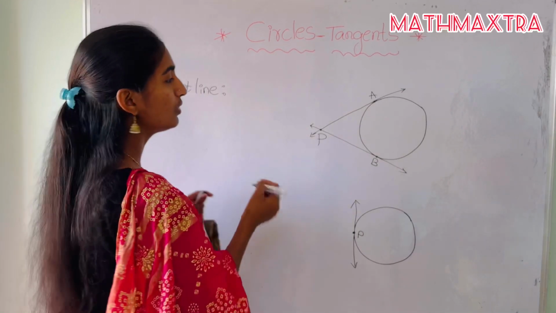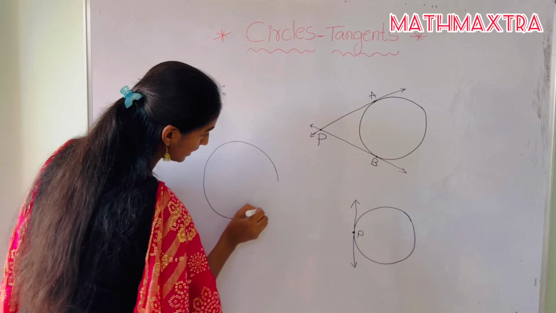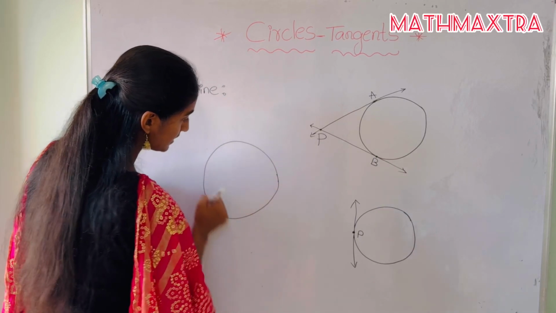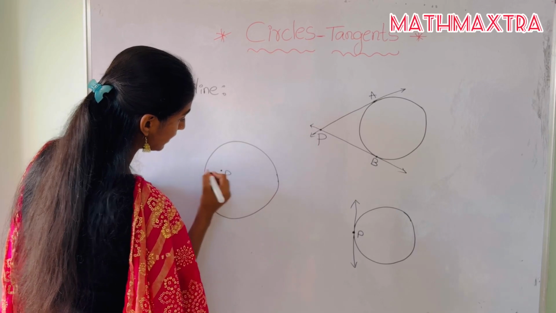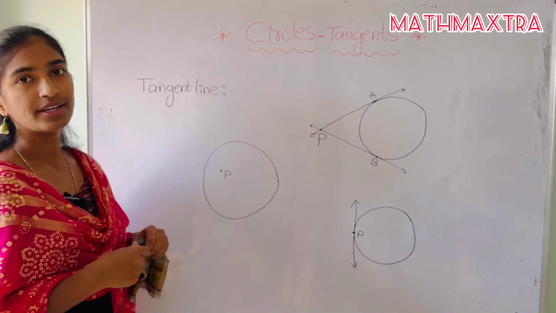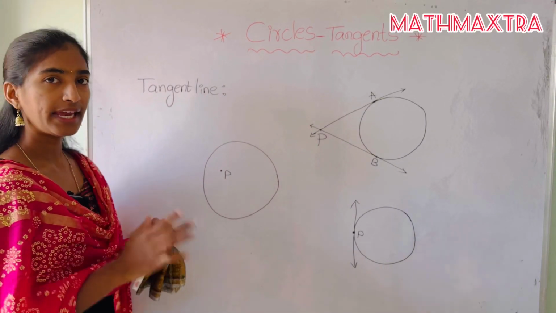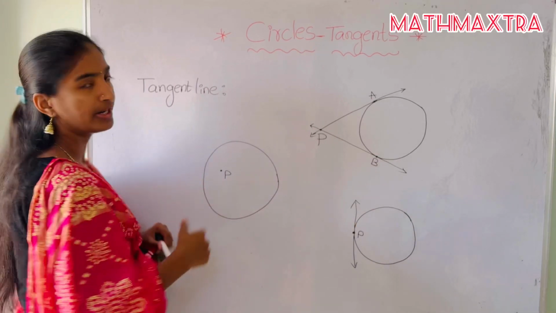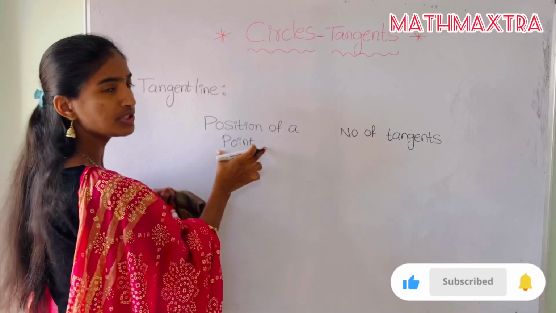Now you tell me, if you consider a point interior to the circle. So if this is a circle, you consider a point which is interior of the circle. Now you try to draw tangents through this point. Is it possible? No, it is not possible to draw any tangent through this point which is interior to the circle.